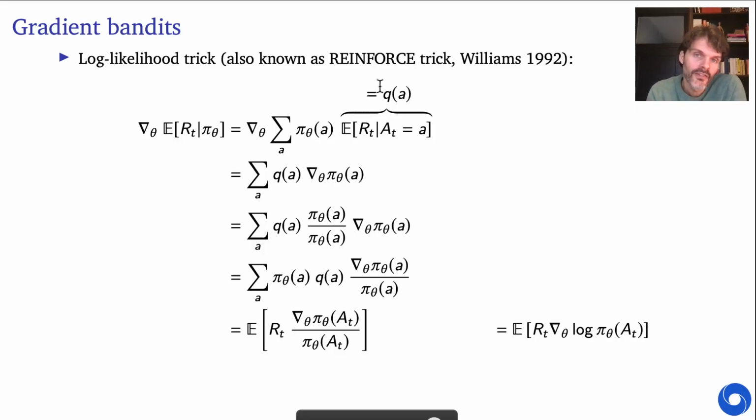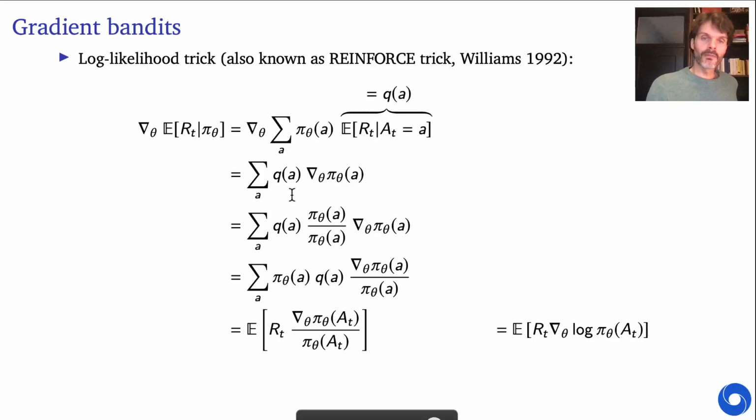Now we note that this q(a) does not actually depend on our policy parameters because we've already pinned down the action by now, right? So given action a, q(a) is just some number and it doesn't depend on our policy anymore. That means that we can push the gradients inside the summation now, and it will only affect the policy, not the Q values. Now we're going to do a little trick, which is quite useful in general.